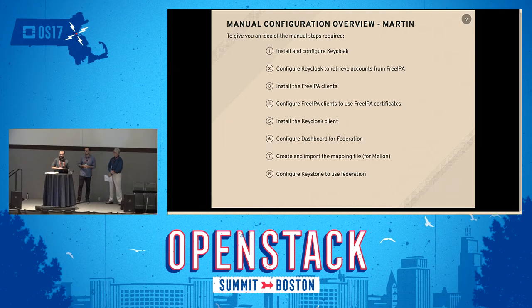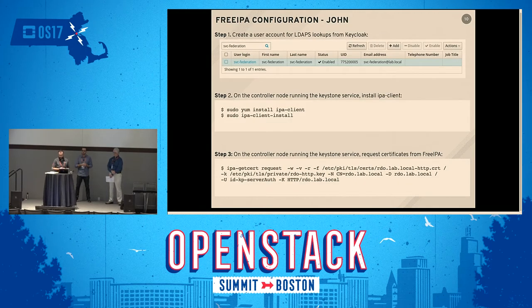Right, so this slide is the high-level overview of all the manual steps required, and we're going to describe them in detail next. John will talk about how you'll configure and prepare your existing FreeIPA deployment for federation. I'll give you the abridged version of what you need to get up and running quickly with Keycloak and how to sync your user accounts over from FreeIPA. Rodrigo will cover the Horizon configuration. And also, finally, John will talk about all of the Keystone configuration, including coverage of Mellon and the mapping files. So John, tell us about the FreeIPA configuration and how to get it prepared.